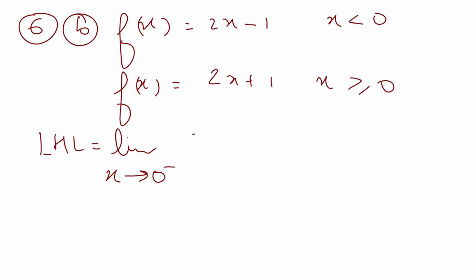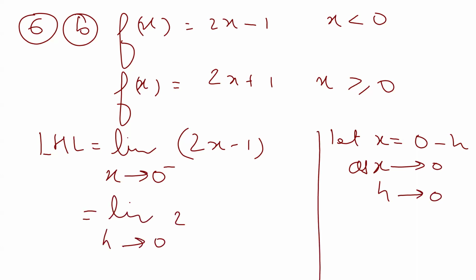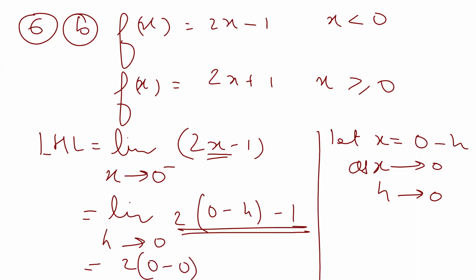So x less than 0, which function is there? 2x minus 1. So let x is equal to 0 minus h, because we are reducing the value of 0 by a very small value, that is h. As x approaches 0, h will also approach 0. So limit h approaching 0, 2 into x, x is what? 0 minus h, minus 1. Look at this now, guys. There is no denominator, so we can directly put the value of h as 0. So this is equal to minus 1. The answer is minus 1 for LHL.